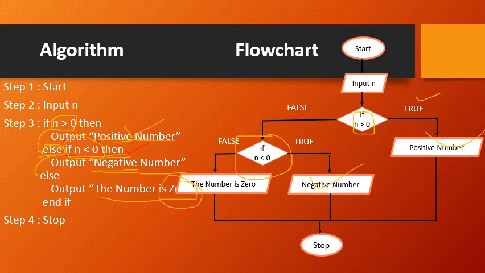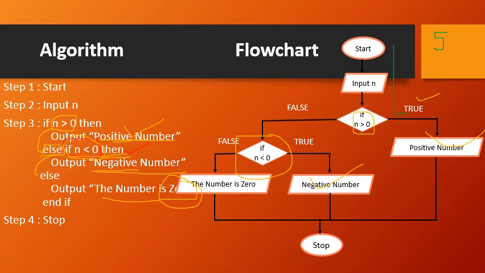First possibility is what? For example, if n value is 5. Okay, n is 5. 5 means it is a positive number. What will happen in that case? Start from here, input n. Then if n greater than 0, so n is what here? 5. Is 5 greater than 0? Yes, 5 is greater than 0.